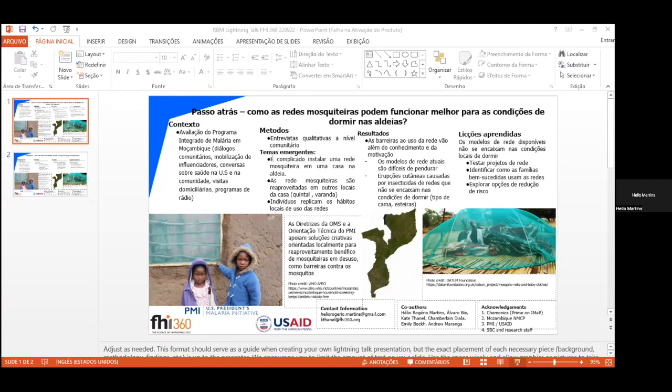A final comment is that the reusing of the nets, already considering WHO guidelines and the PMI technical guidance against malaria, we also found reports of this reuse of nets, but not as much. It was more common what I mentioned previously, which was using the net for other purposes other than preventing malaria. So to wrap up, we still have challenges to tackle for the change in behavior when it comes to fighting against malaria in Mozambique. And thank you very much for your attention.